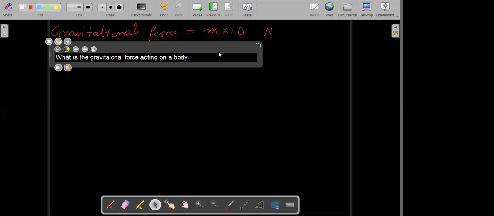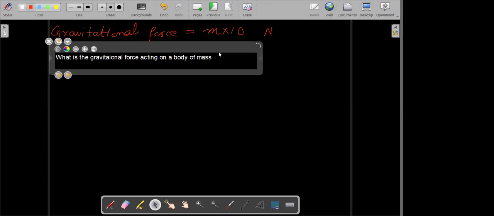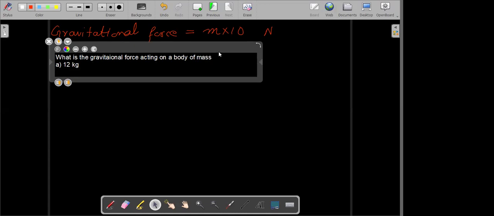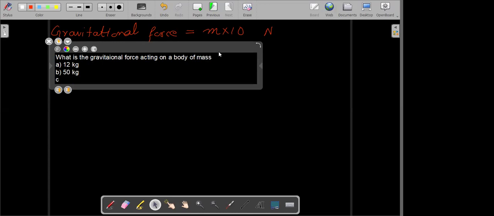What is the gravitational force acting on a body of mass, first 12 kilogram. You have to find the gravitational force in all these cases. You can keep on multiplying and finding the answers. I'll ask your answers all at once. So you can multiply and tell me the gravitational force acting on these bodies.